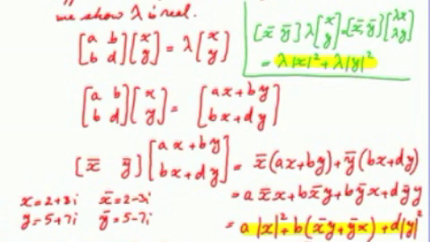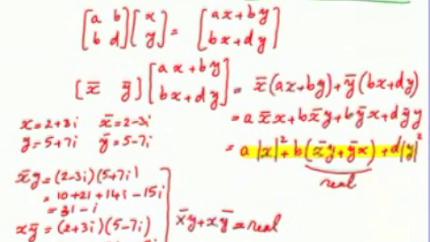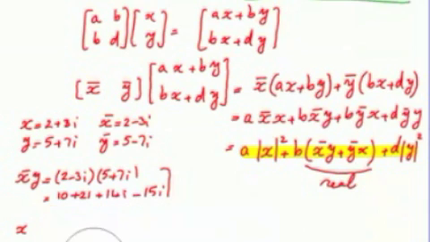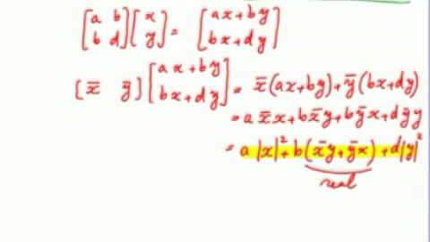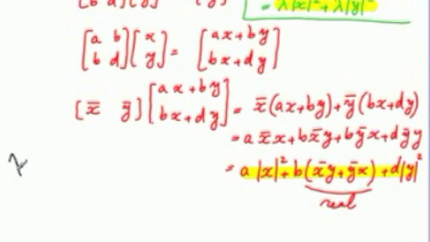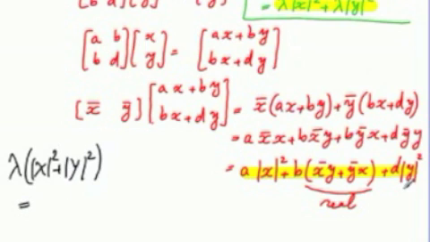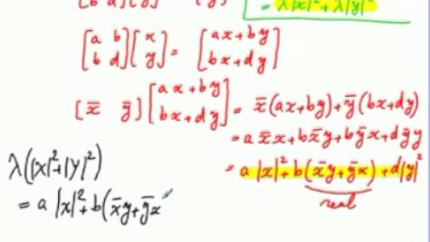So let me erase some and make some room for what we are making. What we are saying is that over there I have lambda, let me factor my lambda. Lambda times x squared plus y squared is equal to a times x squared plus b times x bar y plus y bar x plus d times y squared. Now somebody tell me the punchline. Okay, you got this thing. What is it good for?